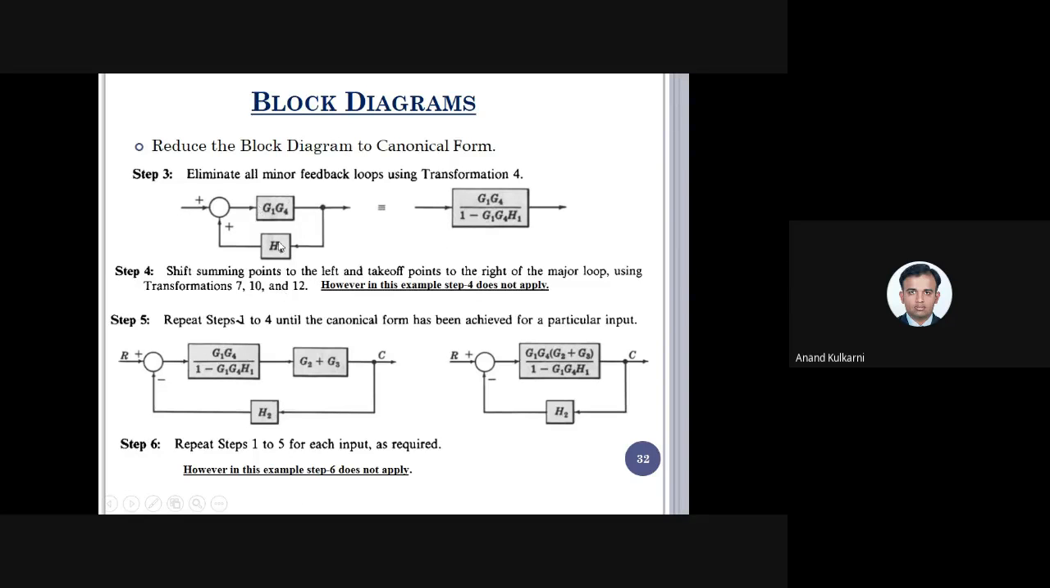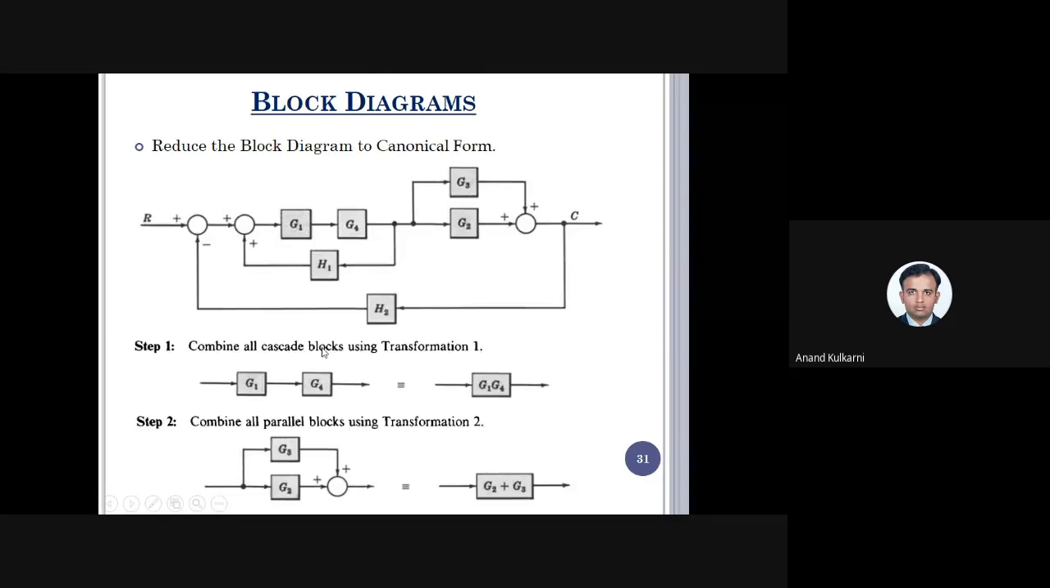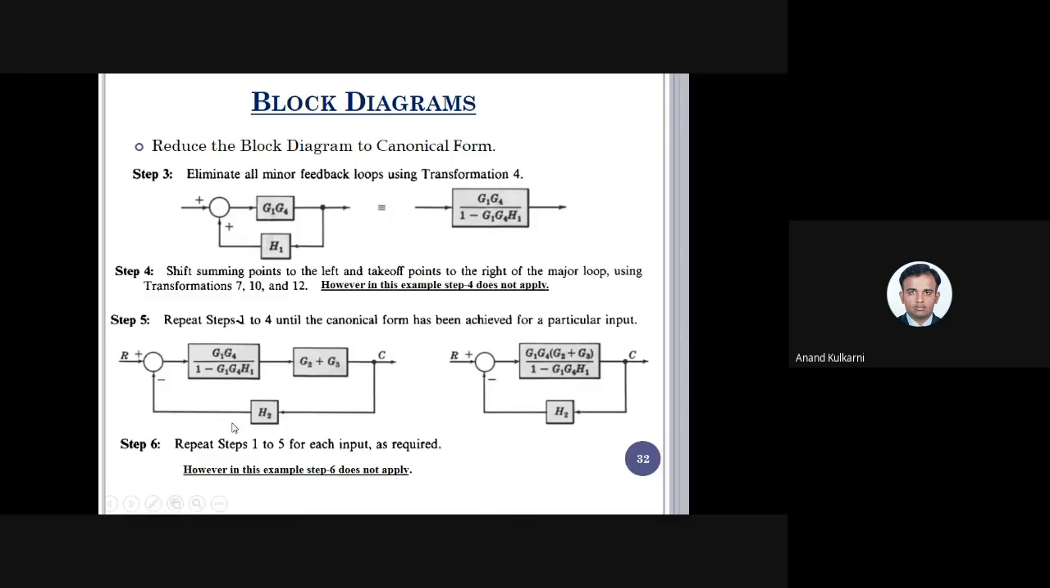Just observe here. This G1, G4 and H1, you have written G1, G4 divided by 1 minus G1, G4, H1, because it is positive feedback here. So all the three things are there here. This is written here. Then the drawing which was here was replaced by what? This drawing was replaced by G2, G3. G2, G3 is here. So this block is written here.